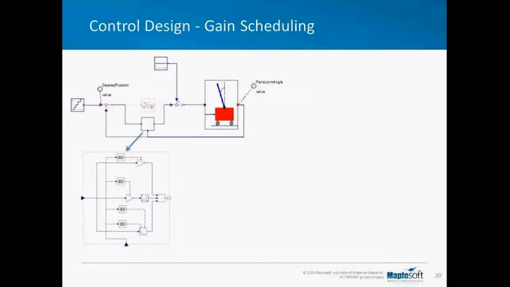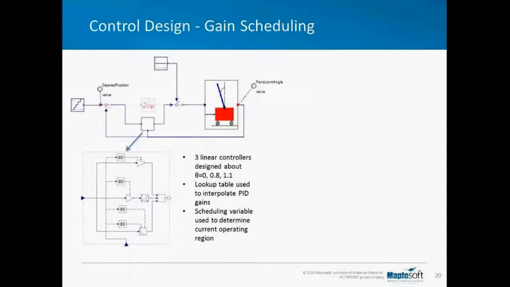What we've done is implement a gain scheduling example controller, and essentially what this block here is a series of PID controllers, so 3 linear controllers that were designed about different linearization points. They were implemented as lookup tables, which then interpolate between the PID gains based on the scheduling variable. So that will determine the current operating region.